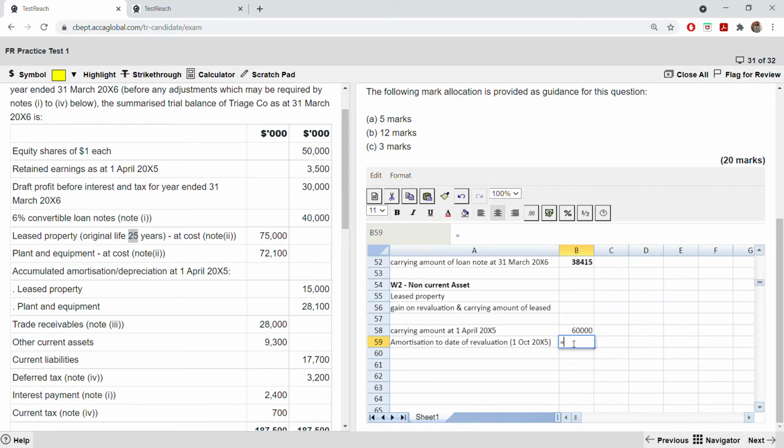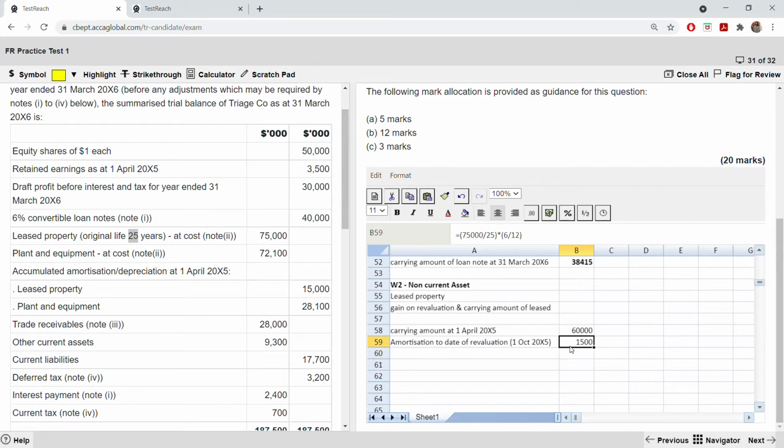So 75,000 divided by 25, multiply by 6, divide by 12, or you can multiply by half, it is the same thing.